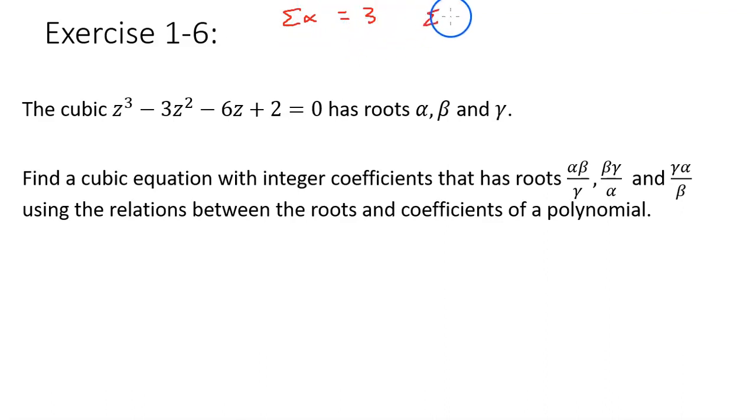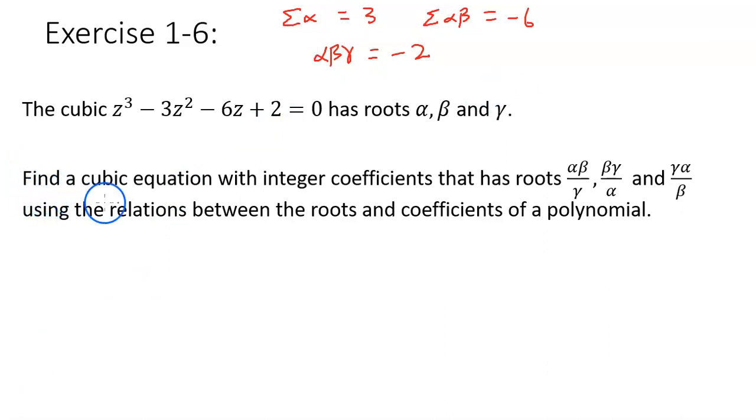The sum of all pairs of the roots is equal to just the coefficient of z, so that would be negative 6, and the sum of all triples of the roots, which in this case is just alpha beta gamma, because there's only 3 of them, is equal to negative 2.